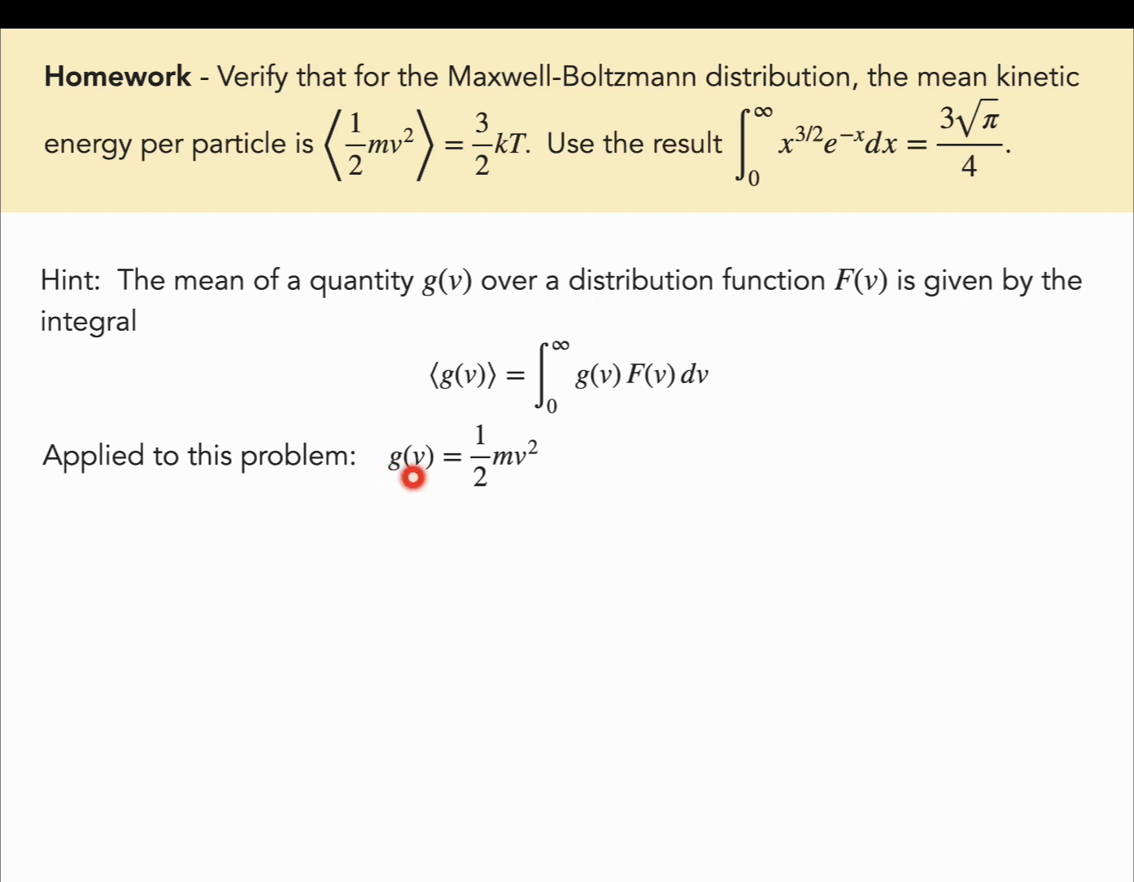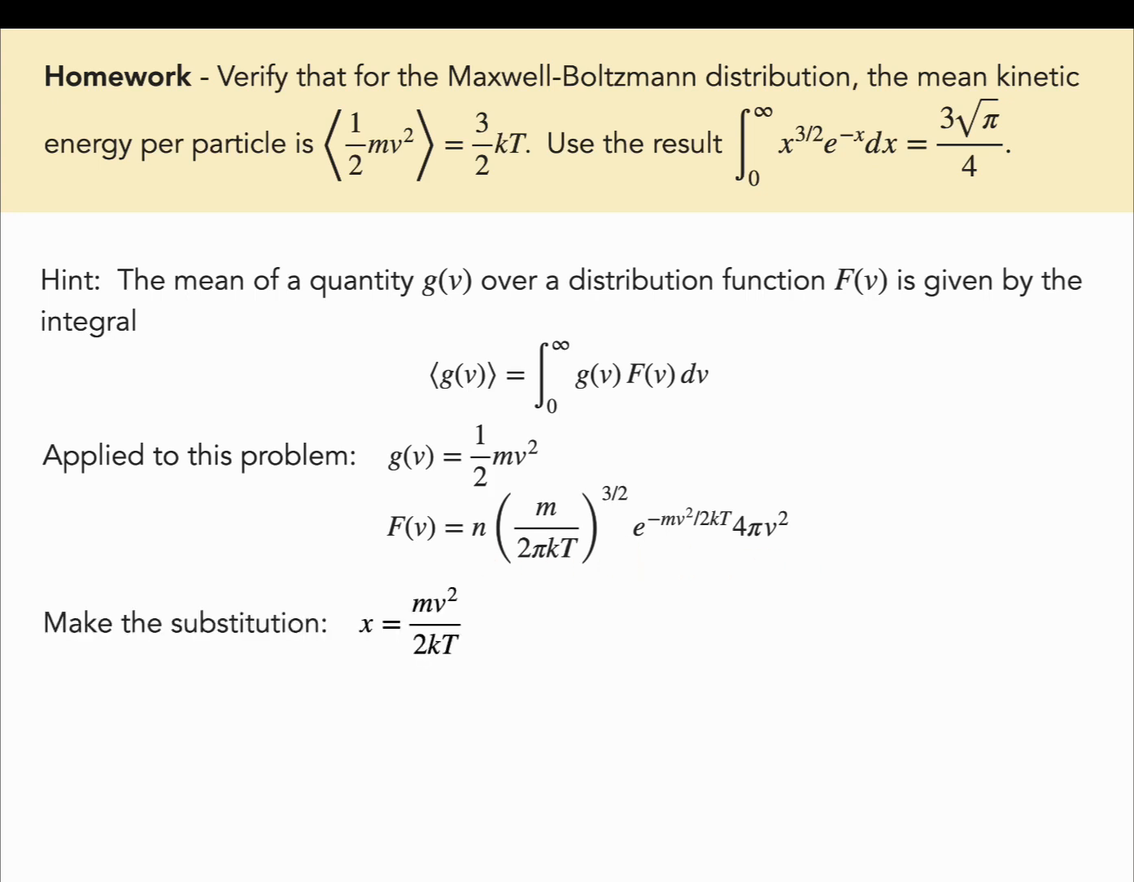In our case, the thing that we want to take the mean of is the kinetic energy, so g is going to be 1/2 mv squared. And the distribution function is the Maxwell-Boltzmann distribution, the thing that we had on the previous slide. In order to do this, we need to make a substitution. We look at the exponent here. That exponent has an mv squared over 2kT. We're going to set that equal to x, and take the derivative of it, so you can get dx in terms of dv.